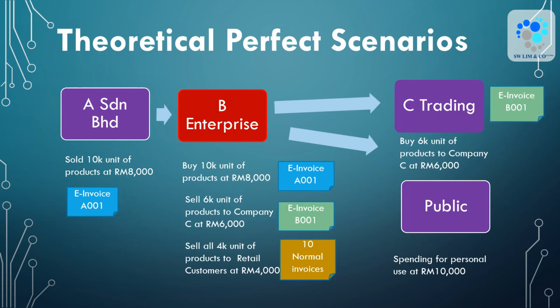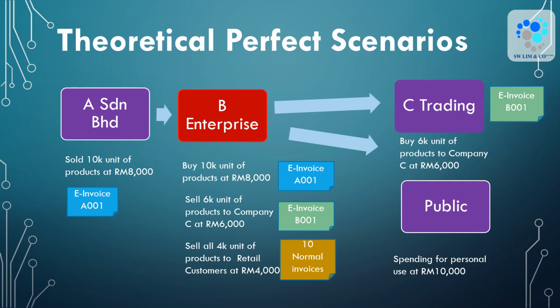Let's go through a theoretical perfect scenario using a simple example in an e-invoice world. We have a company, A Berhad, that sold 10,000 units of product to B Enterprise at 8,000 ringgit. A Berhad issued an e-invoice with the number A001 to B Enterprise. B Enterprise then proceeds to sell 6,000 units of the products to C Trading at 6,000 ringgit.